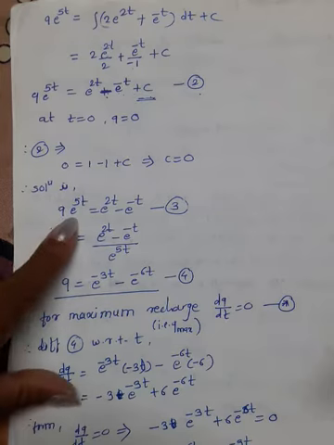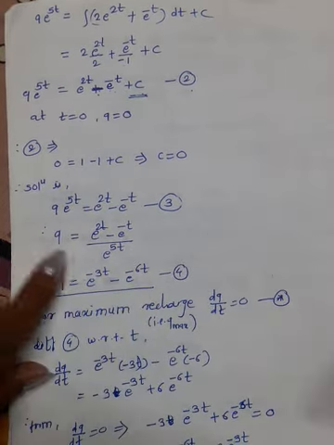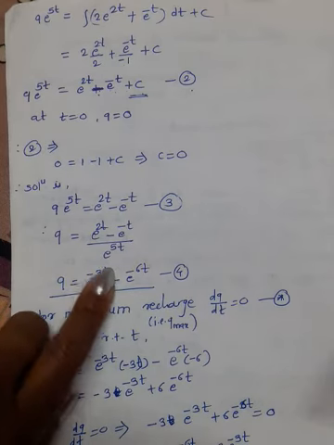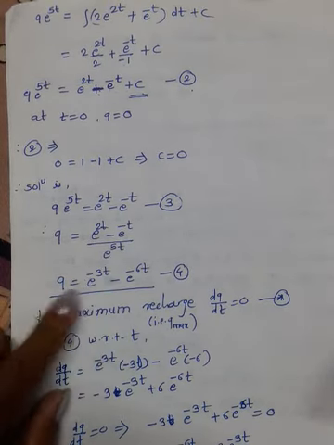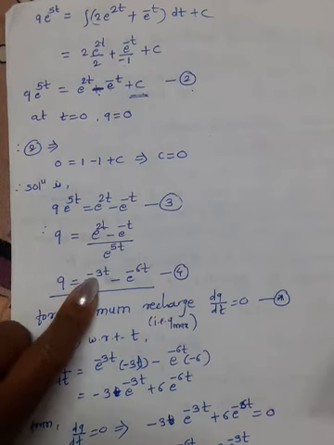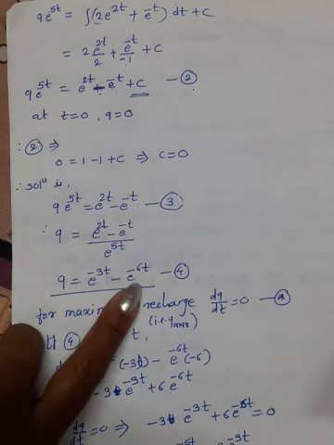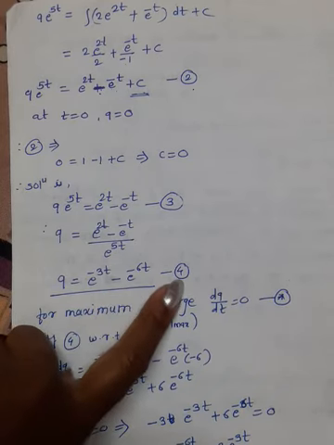Or just take e raised to 5t to that side, divide by e raised to 5t. We get q is equal to this divided by e raised to 5t. Now again separate this out. We get q is equal to e raised to 5t becomes minus 5t, plus 2t becomes minus 3t, minus e raised to minus t, e raised to minus 5t becomes e raised to minus 6t. Call that equation number 4.